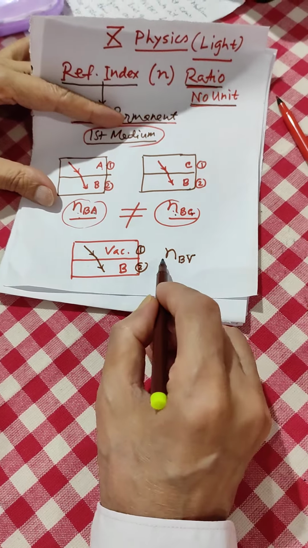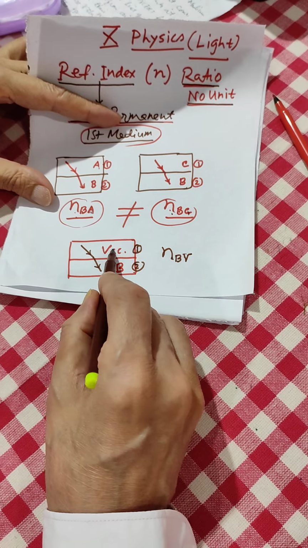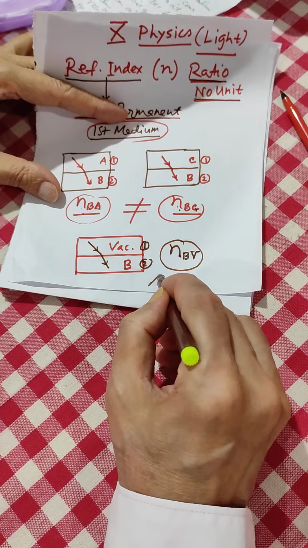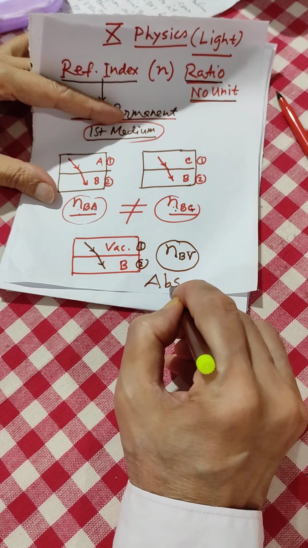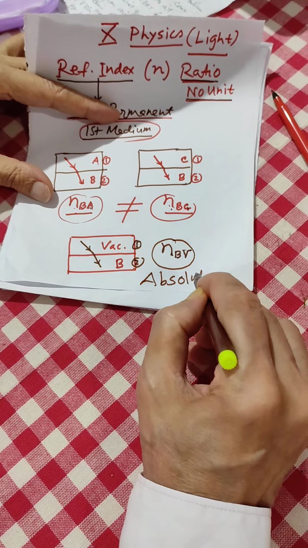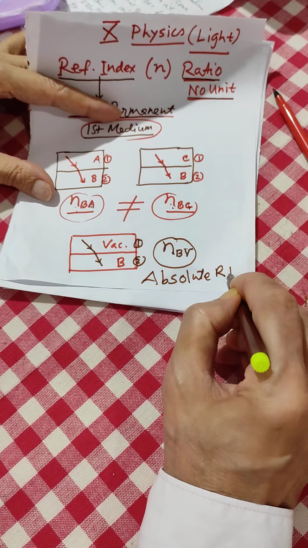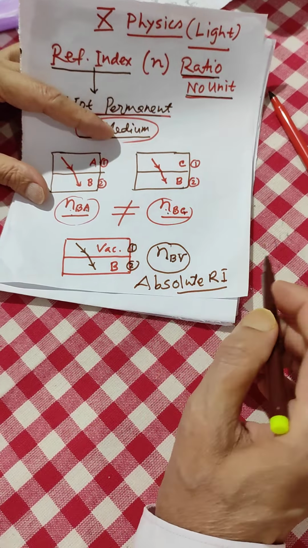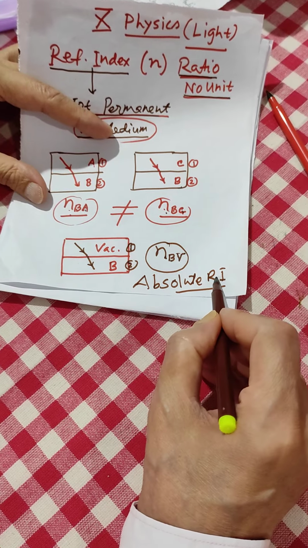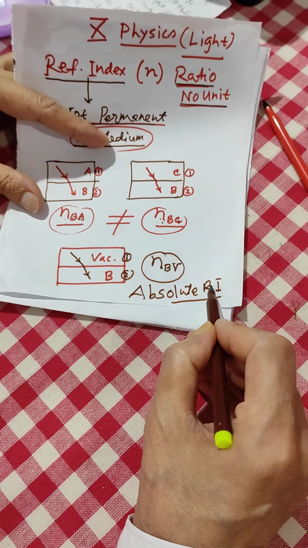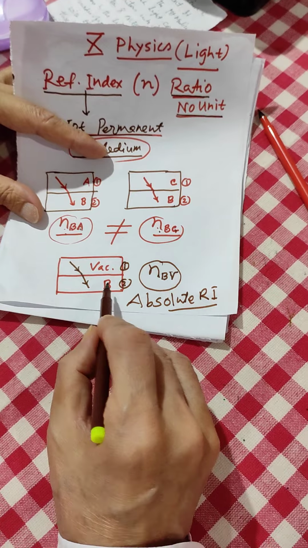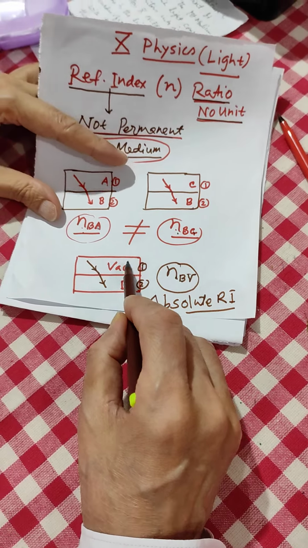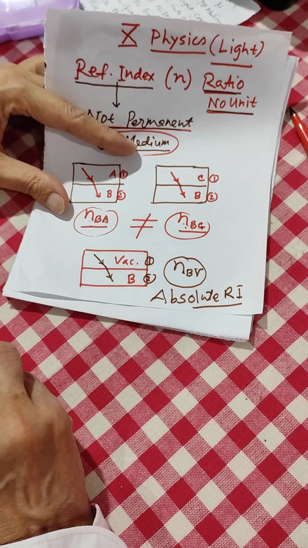Okay. Now this particular thing, when the first medium is vacuum, we call this refractive index absolute refractive index. So remember the term absolute. So absolute refractive index. So what is absolute refractive index? How will you define it? Absolute refractive index of a medium is its refractive index with respect to vacuum. With respect to vacuum, that means vacuum is the first medium.